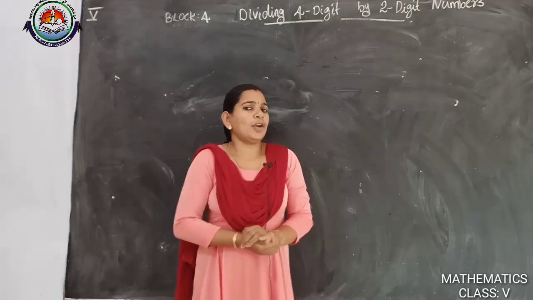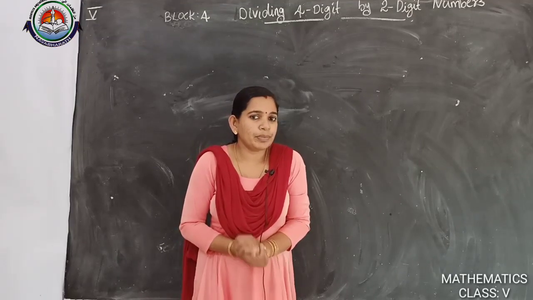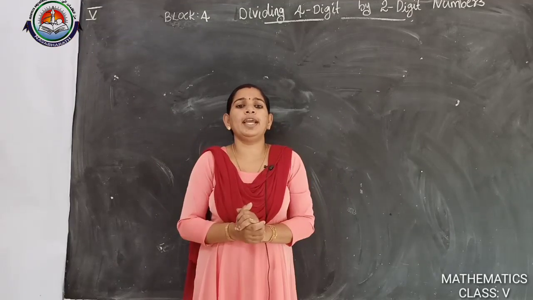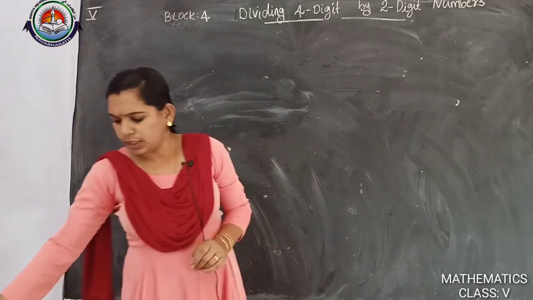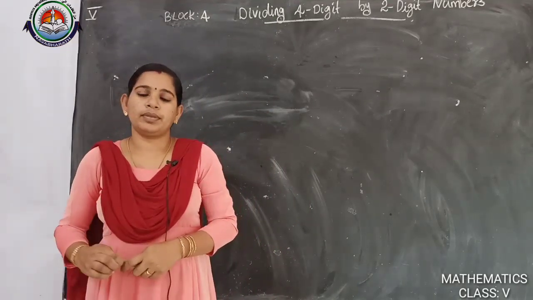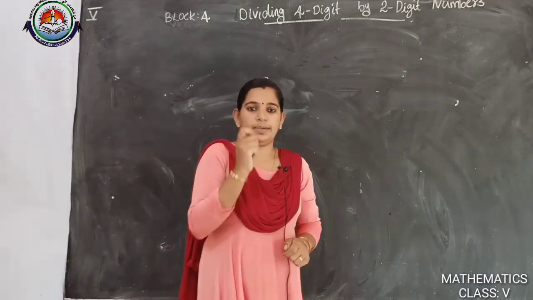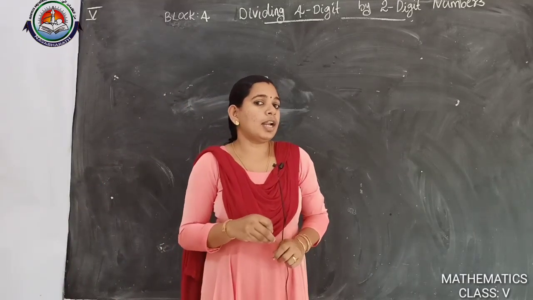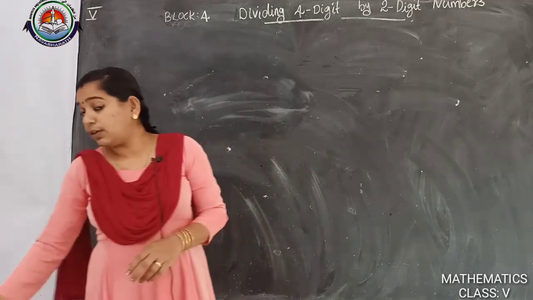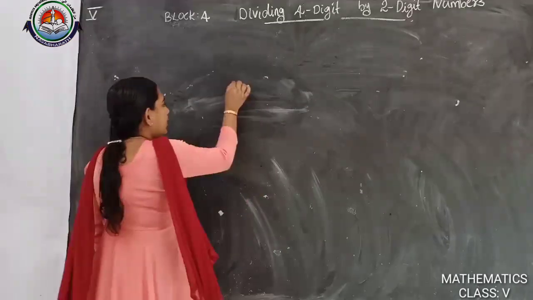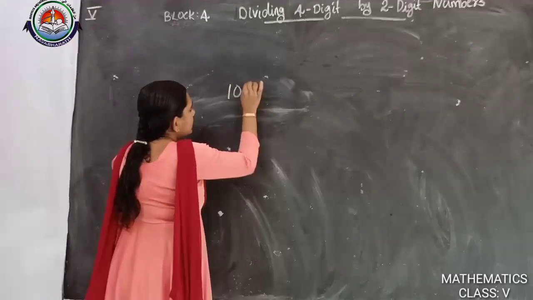Then, are you ready to do one activity? Okay, all of you take 100 sticks. A piece of stick, like this. I am showing it to you. Take sticks like this. Okay, ready? All take your sticks. How many sticks do we want to take? Yes, 100. 100 sticks we want to take.